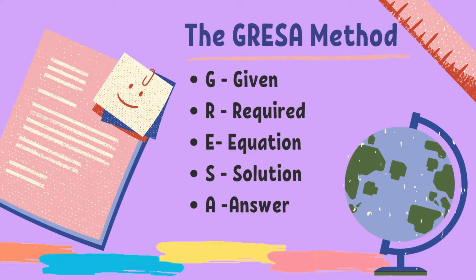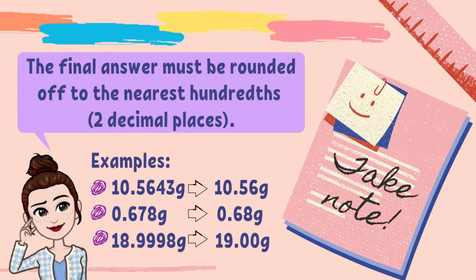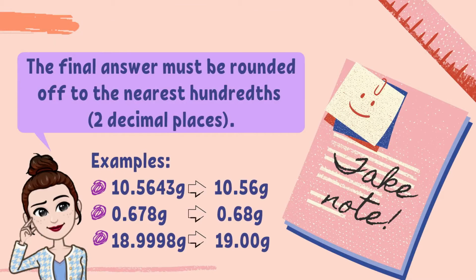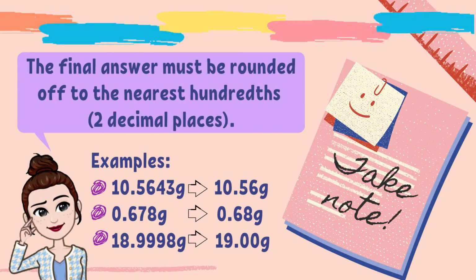The given refers to the quantities that are stated in the problem. The required refers to the unknown quantity or what is being asked in the problem. The equation includes the formula that you have to use in solving for the required. The solution is where substitution of quantities happens. And lastly, the final answer. The final answer must be rounded off to the nearest hundredths. Also, you have to take note that the final answer should always have an appropriate unit.